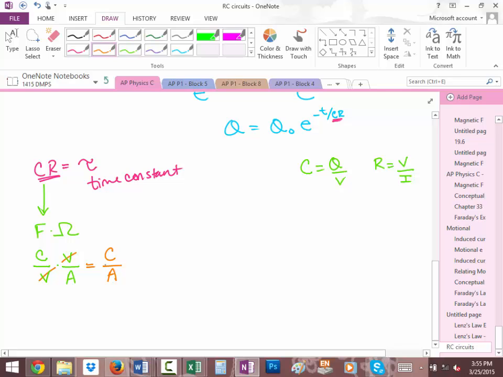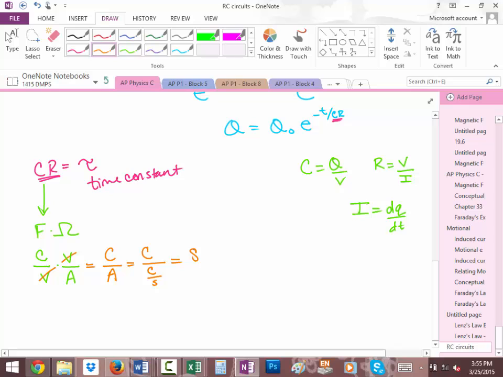An amp is current, and we know that current is charge per time, dq dt. So that's really like coulombs per coulomb per second, which is seconds. Well, that's cute. So it is a time constant. That's really what it means.